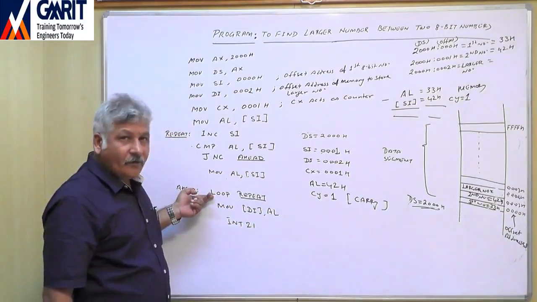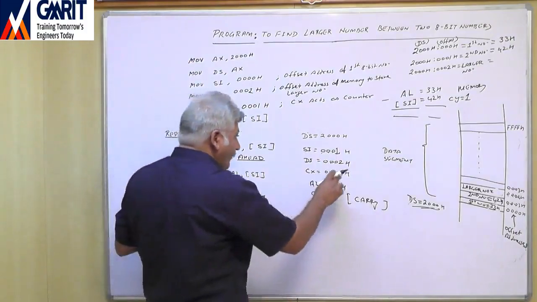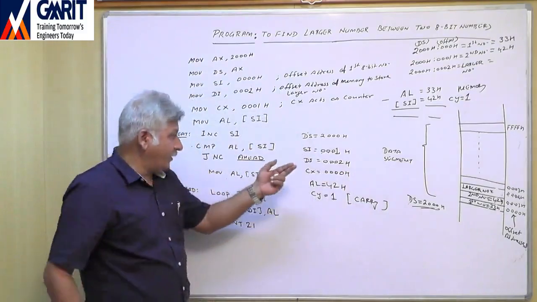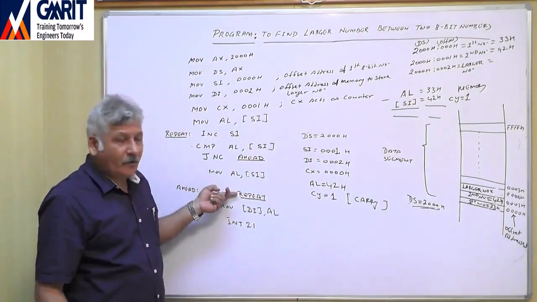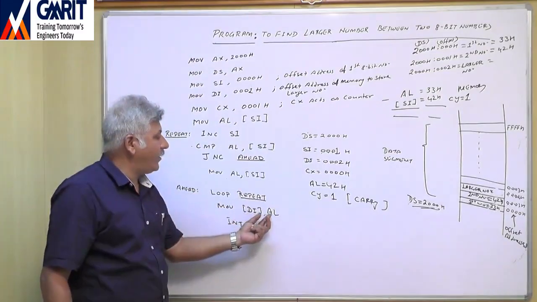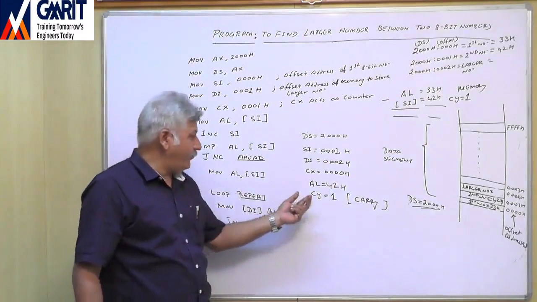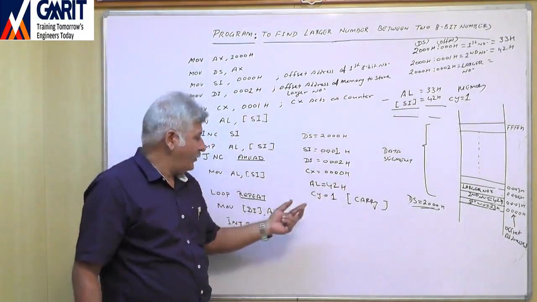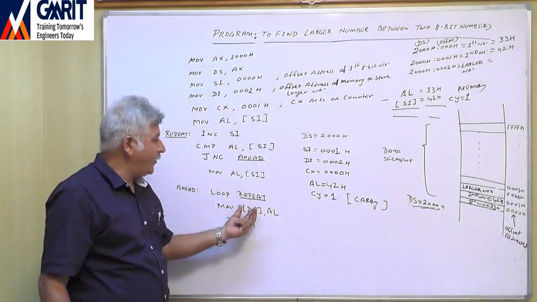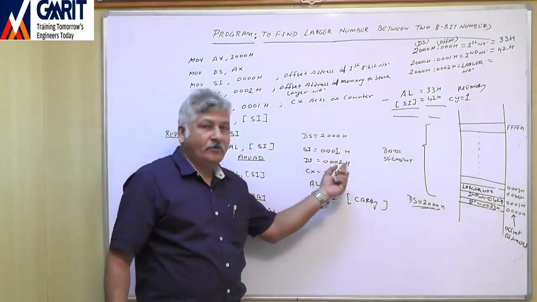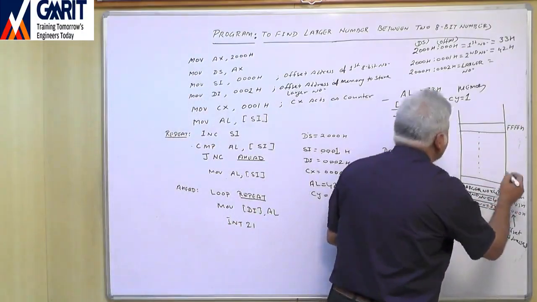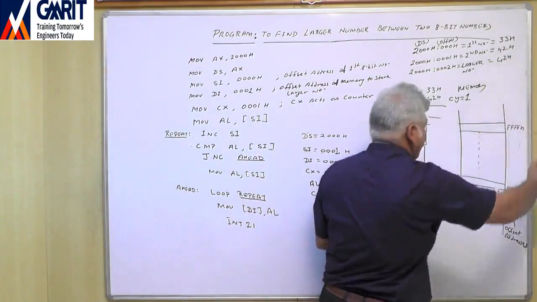LOOP will decrease the value of CX by 1, so now CX will become 0. If CX is 0, then the program will come out from the loop and this instruction is executed: MOV [DI], AL. In AL we have 42H, which is the larger number. So it will be stored in the memory whose offset address is defined by DI. In DI we have 0002, so at 0002 we get 42H. Here again we get 42H.